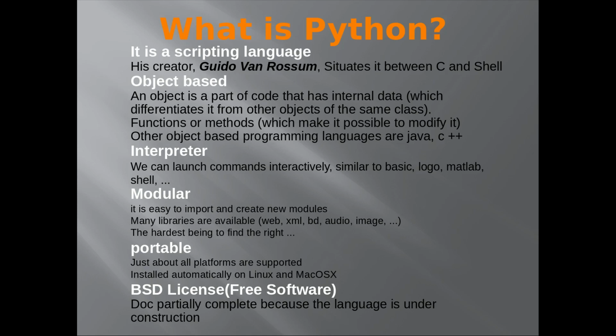Other object-based programming languages are Java and C++. It is interpreted. We can launch commands interactively, such as BASIC, Logo, MATLAB, and Shell. It is modular. It is easy to import and create new modules. There are many libraries available, for example, Web, XML, DB, Audio, Image, and others. All you need to do is find the right one.